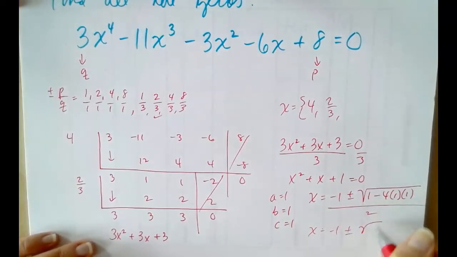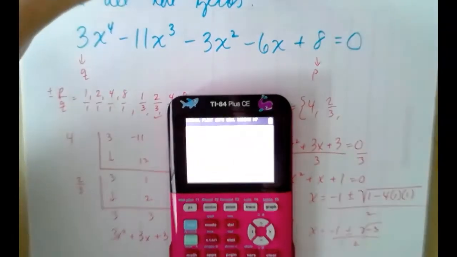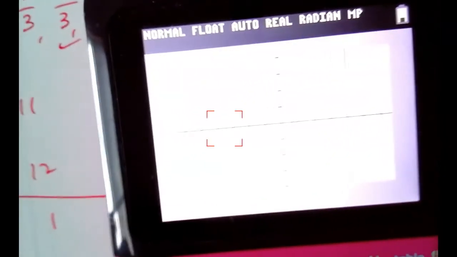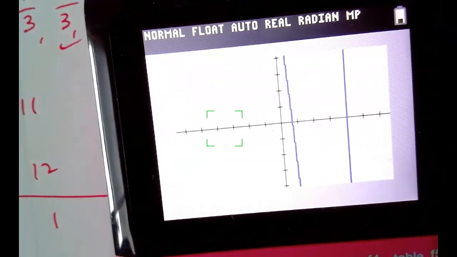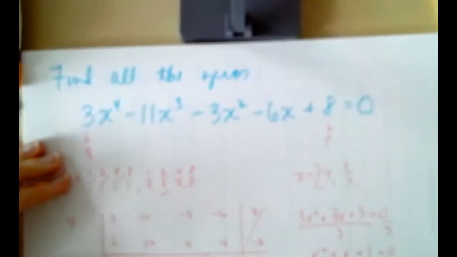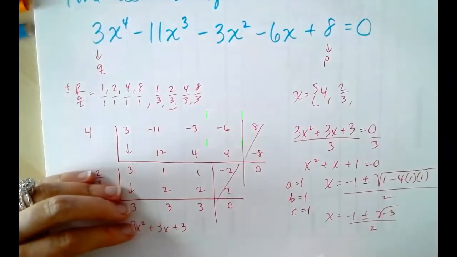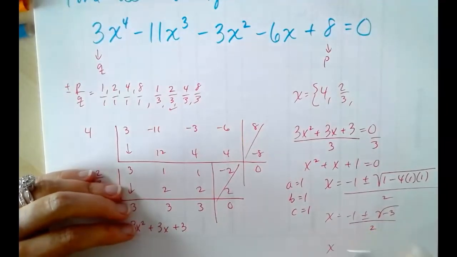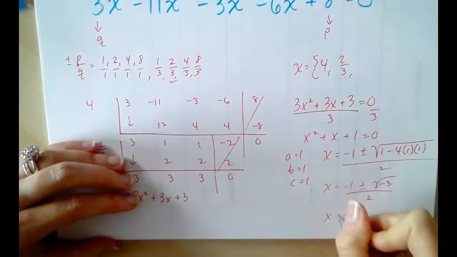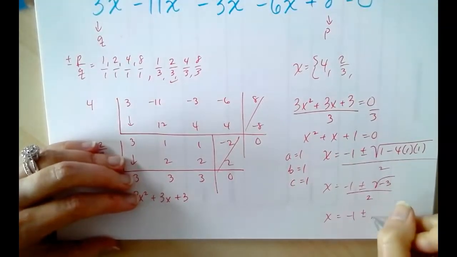1 minus 4 is negative 3, which makes sense because, once again, when we look at our graph, we only see 2 real roots, which means the other 2 roots have to be imaginary. So let's find them right here. So this is going to be x equals negative 1 plus or minus i root 3 over 2.